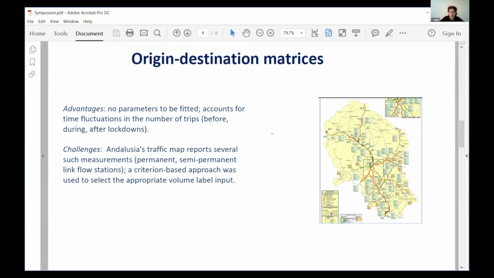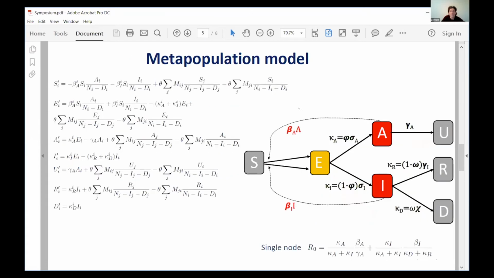So there are some challenges though. Andalusia's traffic map reports, as you can see here, several such measurements. There are all sorts of link flow stations: permanent, semi-permanent, and others. So we had to do a lot of checks to select the appropriate volume label input. Fortunately, that all has been done now. So that's the first step of the project.